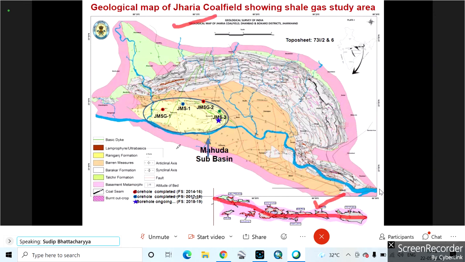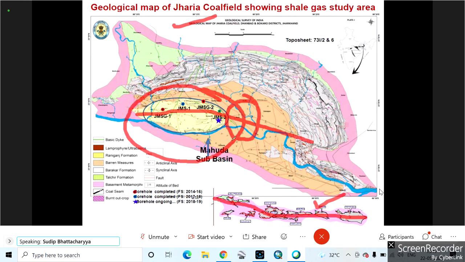From the Jhoria Basin, it is the central part. From the central part, it is covered by the Raniganj. It is the deepest part of the basin. It is your Barakar, Barren Measures, Raniganj. That means it is the central part. The central axis is going like this, and we are giving our boreholes over there. It is completed over here, and now we are working over here.